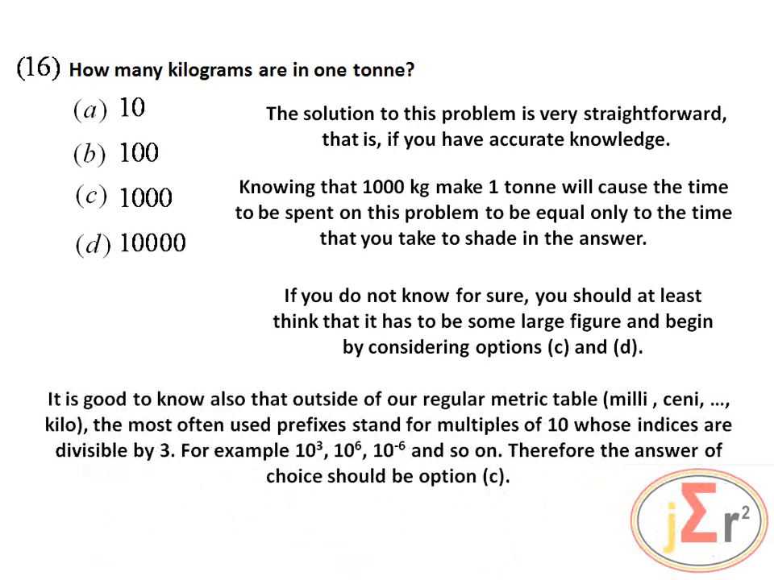It is good to know also that outside of our regular metric table, which consists of milli, centi, kilo, etc., the most often used prefixes stand for multiples of 10 whose indices are divisible by 3. For example, we have 10 to the power of 3, 10 to the power of 6, 10 to the power of -6, and we may even have 10 to the power of 9, 10 to the power of 12, and so on. Therefore, the answer of choice should be option C, and this has 10 raised to a particular power that is divisible by 3. So this is actually the option of consideration, and no doubt, just by knowing, it is our correct answer.